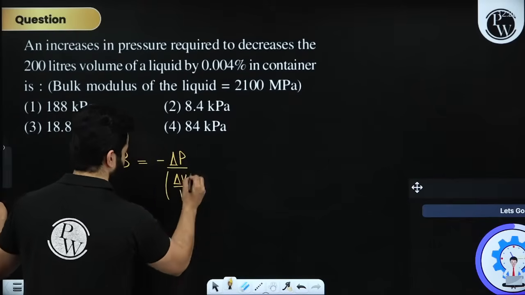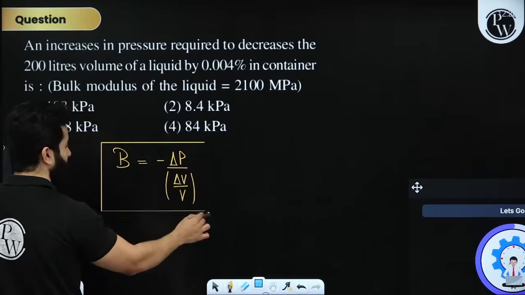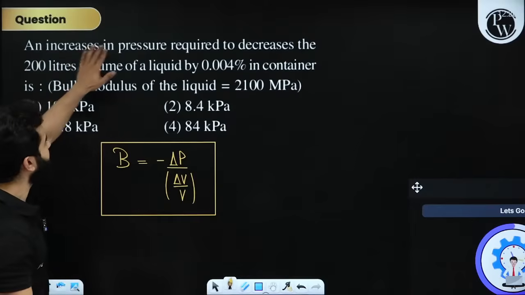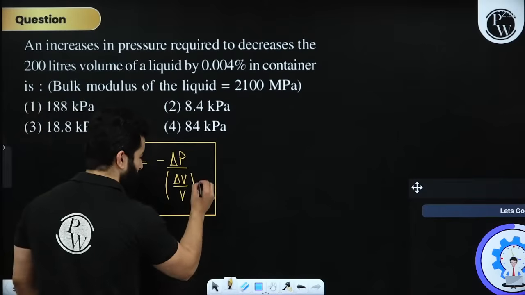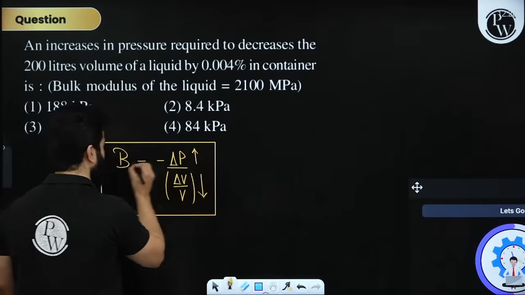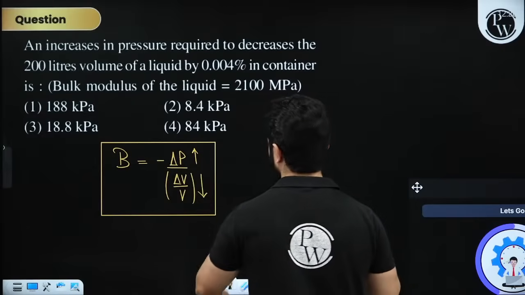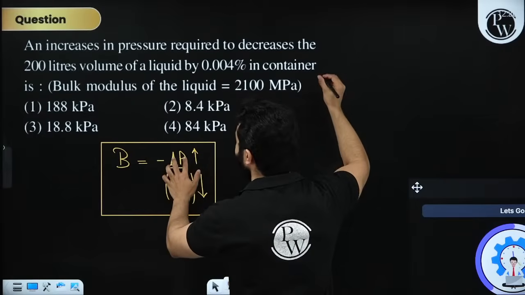All right, del V by V. Or if you are only talking about magnitude, you can actually ignore the negative sign, and that's what they are saying, increase in pressure. So obviously if del V by V is going to decrease, pressure is going to increase, B will remain constant, bulk modulus will remain constant. So they want us to ask increase in pressure.